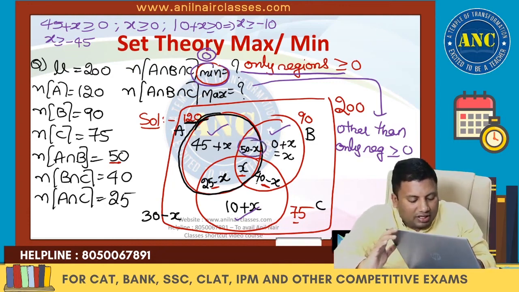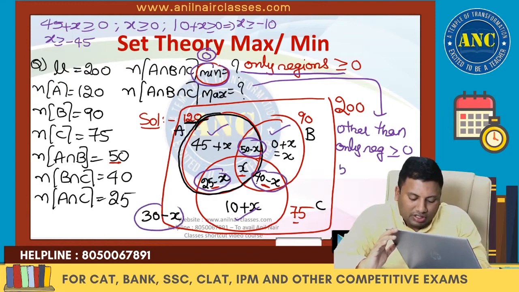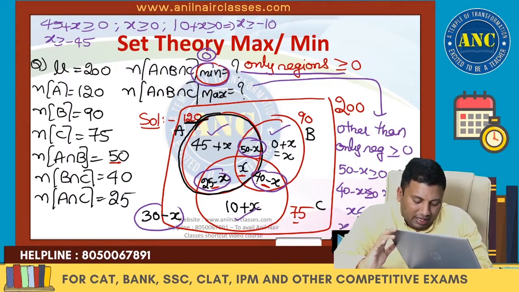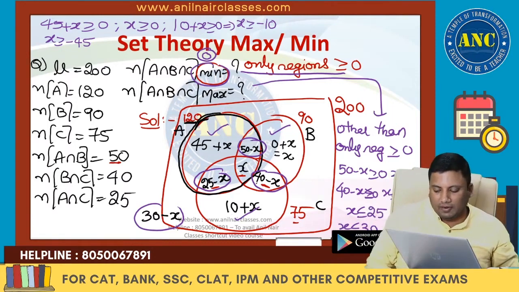What are the other than only regions? These are the 4 regions. 50 minus X greater than or equivalent to 0, so X is less than or equivalent to 50. 40 minus X greater than or equivalent to 0, so X is less than or equivalent to 40. X is less than or equivalent to 25. X is less than or equivalent to 30.